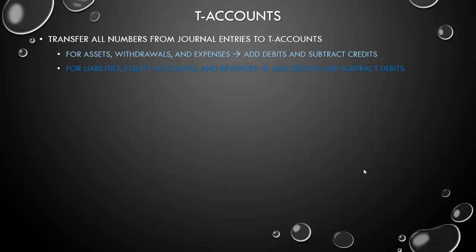And just like we figured out cash right there, we're going to figure out the balance of all of our T accounts. For all assets, withdrawals, and expenses, we're going to take those numbers, move them into the T accounts, and then at the end we're going to add all the debits and subtract all the credits to find our balance. For liabilities, equity accounts, and revenues, again, we're going to take all the numbers out of the journal entries, and when we find the balance of the T, we're going to add all the credits and subtract all the debits.